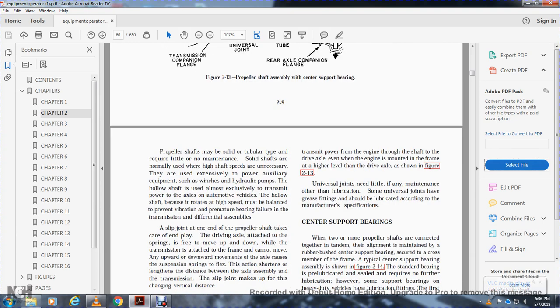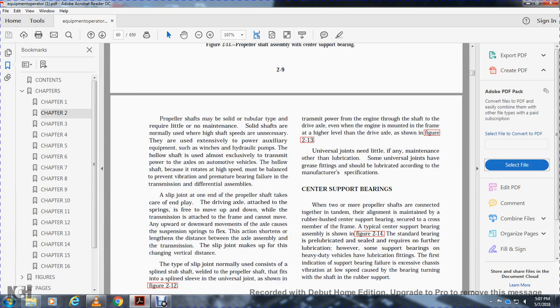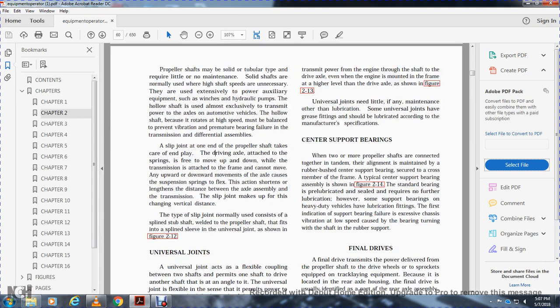The propeller shaft is made of a tubular type that requires little or no maintenance. The solid shaft is normally used with high shaft speed. It is used extensively to transmit power to auxiliary equipment such as winches and hydraulic pumps, and to transmit power to the axle. The shaft rotates at high speed, so it must be balanced; imbalance can cause vibration and premature bearing failure in the transmission and differential assembly.